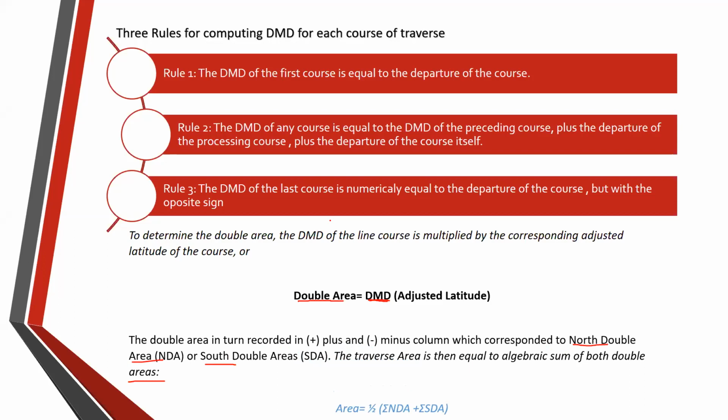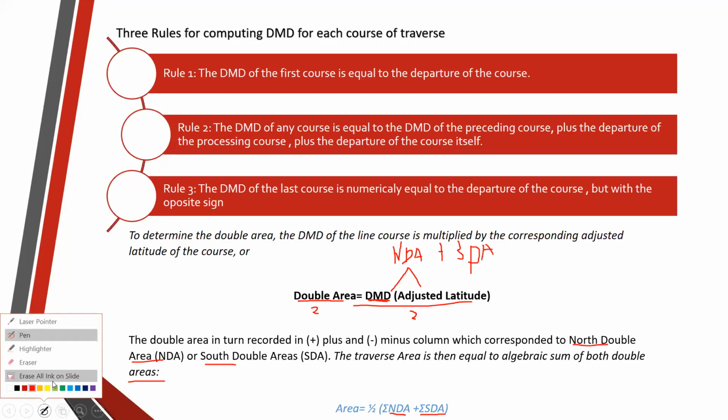So, to get the area, since we have only obtained the double area, to get our area we just divide it by 2. So the area is equal to 1/2 times the summation of the north double area plus the summation of the south double area. This is our double area for north and our double area for south. Okay? Okay. So let me give you an example.